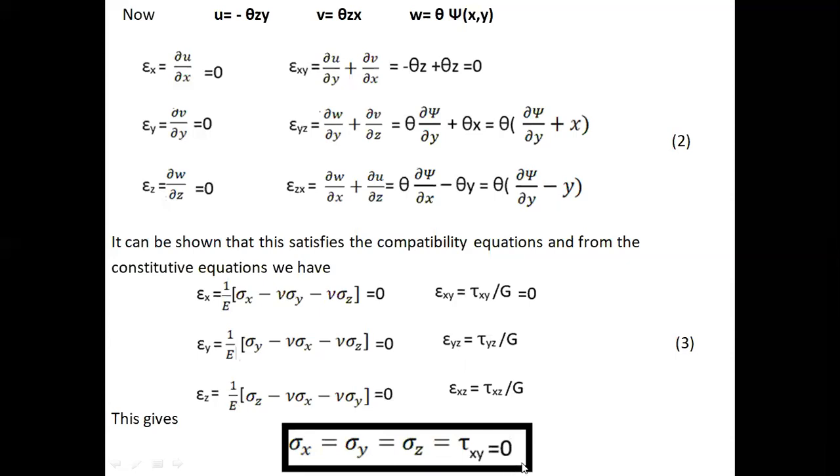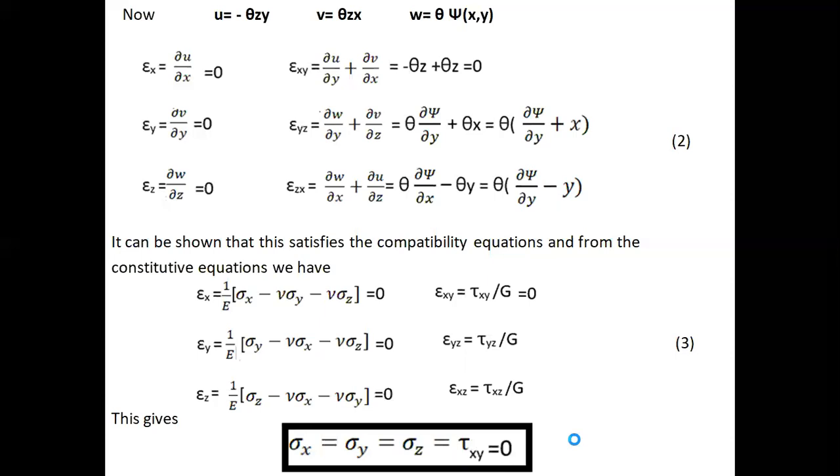So the only non-zero stresses are tau yz and tau xz, and the non-zero strains are epsilon yz and epsilon xz. Okay, so remember this condition that we get from the previous consideration, that for a torsional problem, sigma x, sigma y, sigma z, and tau xy are 0.